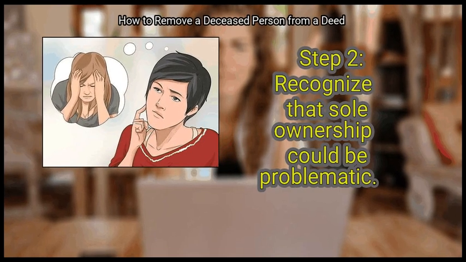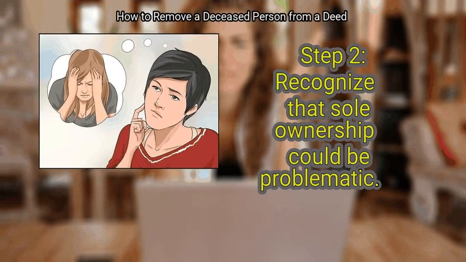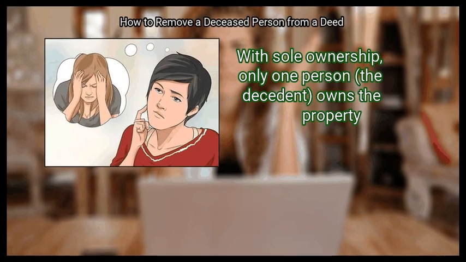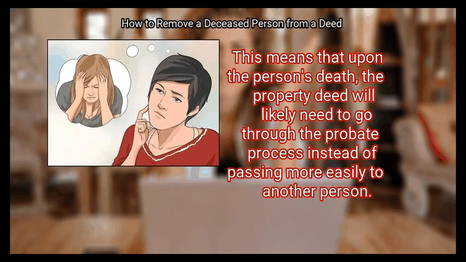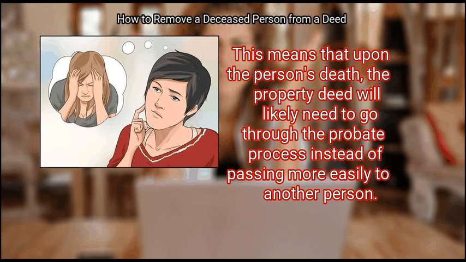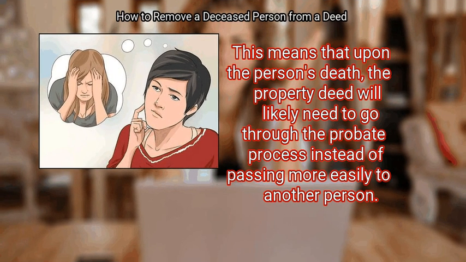Step 2. Recognize that sole ownership could be problematic. With sole ownership, only one person, the decedent, owns the property. This means that upon the person's death, the property deed will likely need to go through the probate process instead of passing more easily to another person.